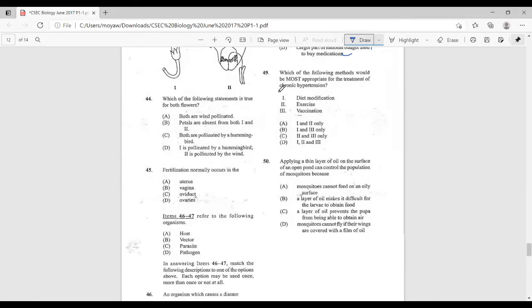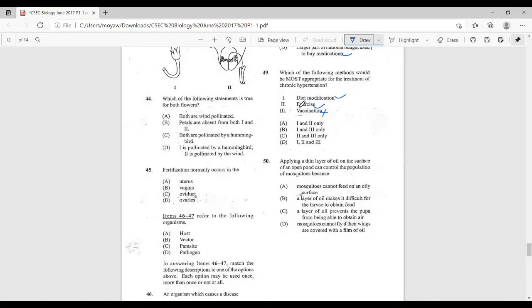49. Which of the following methods would be most appropriate for the treatment of chronic hypertension? Please remember that hypertension is high blood pressure. So which one of them would not be appropriate? So we have 1, diet modification. All right, that would be 1. 2, exercise, and then 3, vaccination. So as we can see, vaccination would have been out. A person with hypertension, they don't need a vaccination.